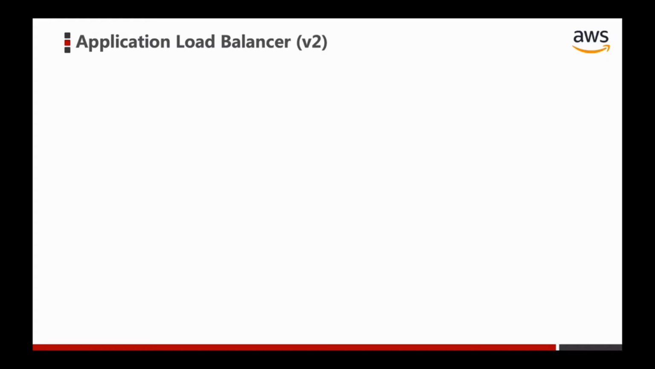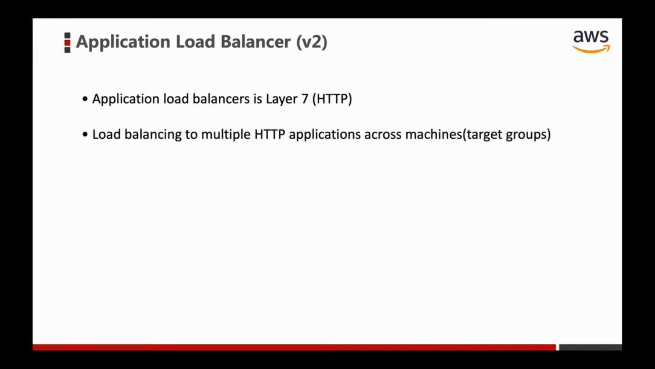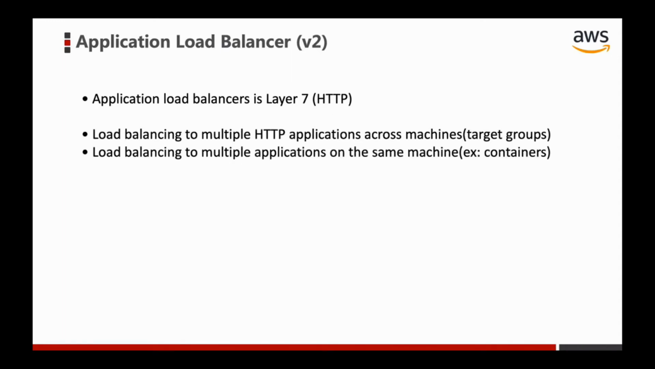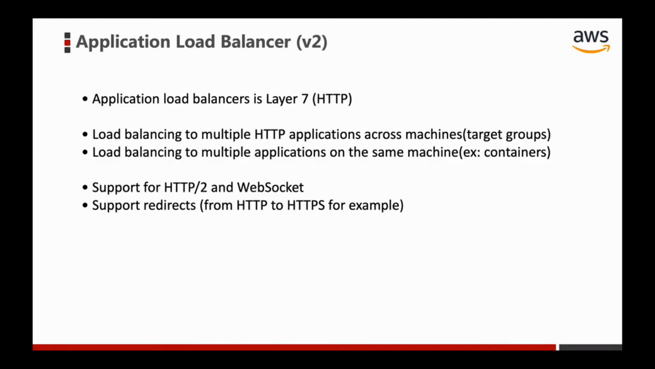So in this video, I will talk about Application Load Balancer, which is also called ALB. ALB is a layer 7 load balancer. It does load balancing to multiple HTTP applications across machines, and load balancing to multiple applications on the same machine. It supports HTTP/2 and WebSocket, and supports redirects, for example, from HTTP to HTTPS.